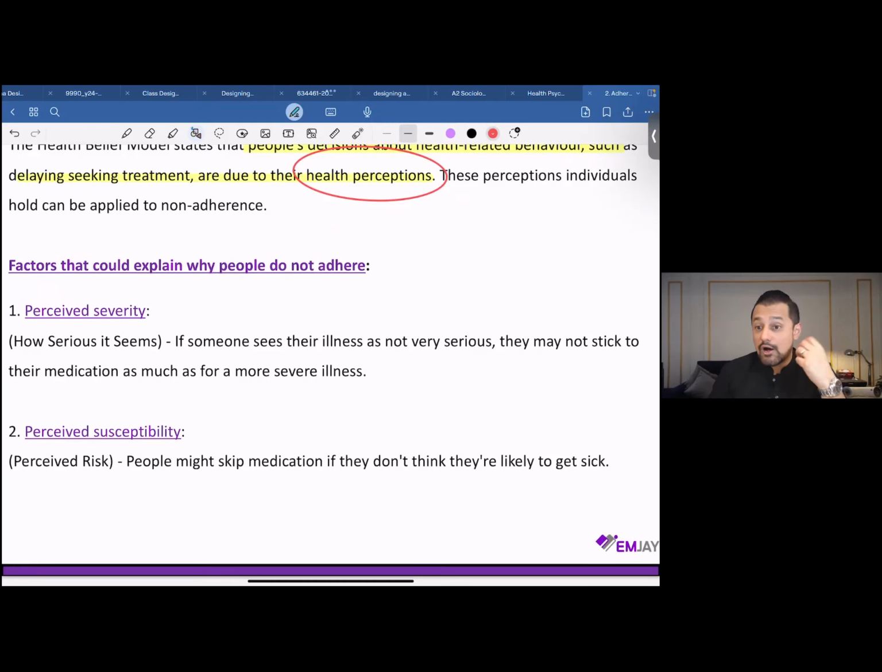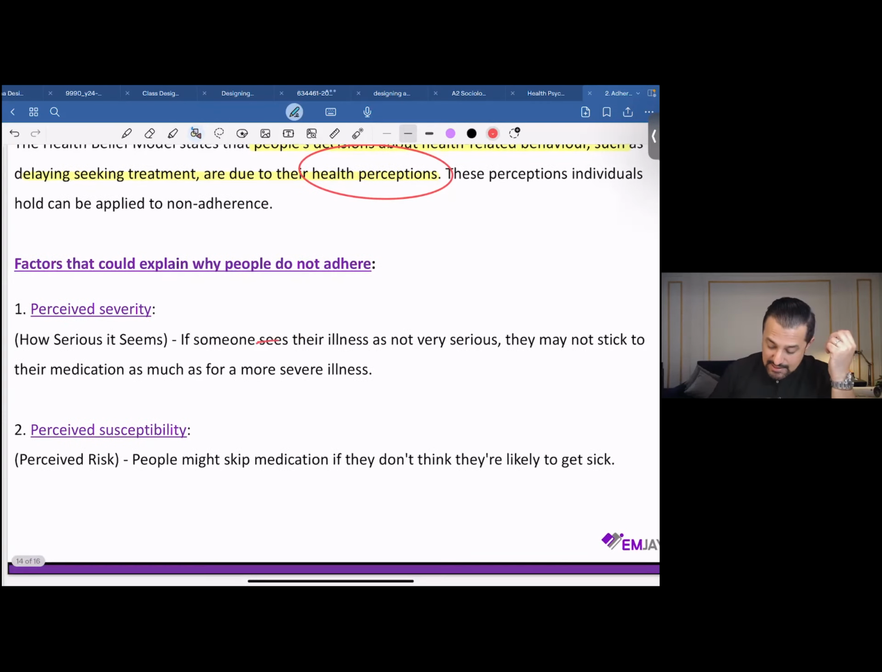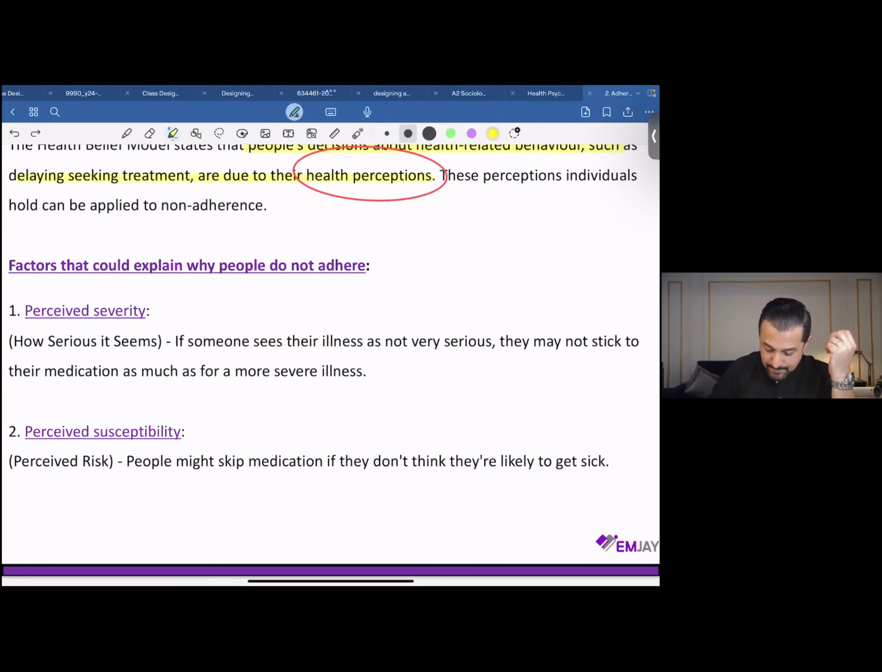Perceived severity, or how serious do you think the illness or the symptoms are? If someone sees their illness as not very serious, they may not stick to the medication as much as for a more severe illness. So, what we're talking about is if you perceive your illness to be severe, you would adhere. If you perceive that your illness is not severe, you will not adhere. Number two, perceived susceptibility or perceived risk.